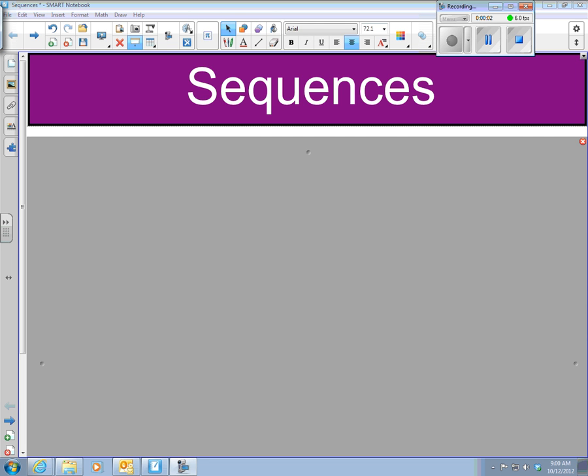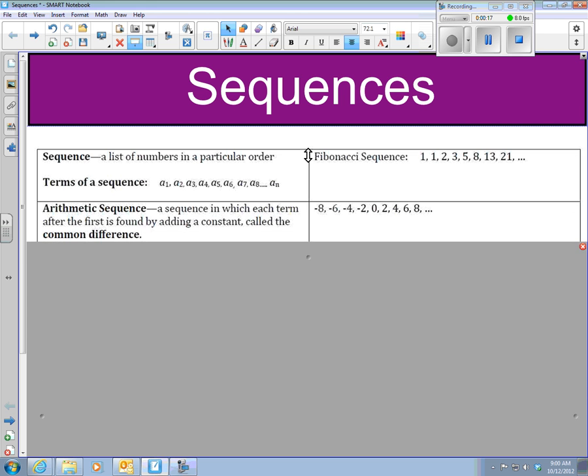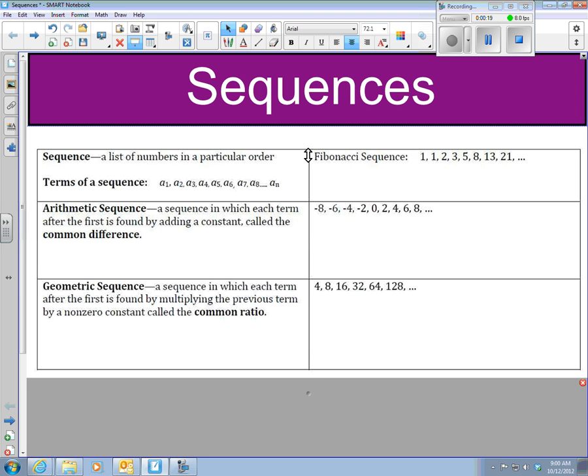Okay, ladies and gentlemen, little shout out going on to third hour. We're going to get working on sequences here. This is chapter 11. We're going to spend a couple days on chapter 11, sequences and series. We're going to take a little quiz on it on Wednesday.